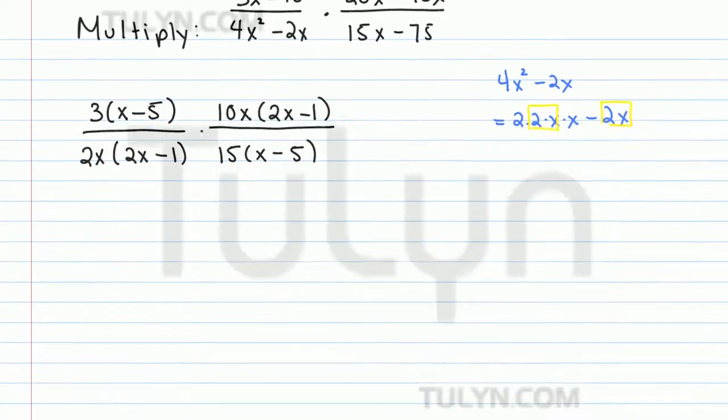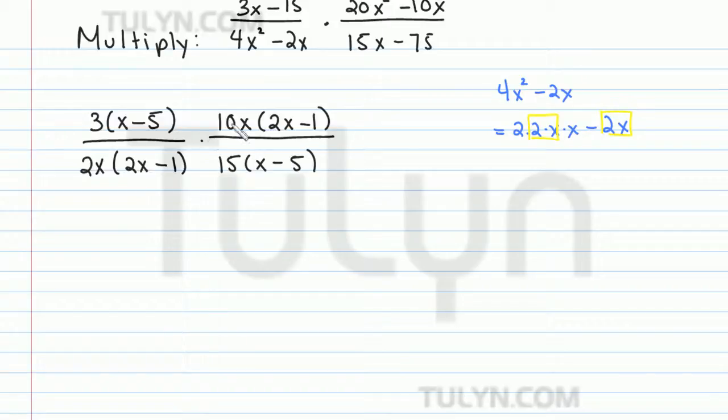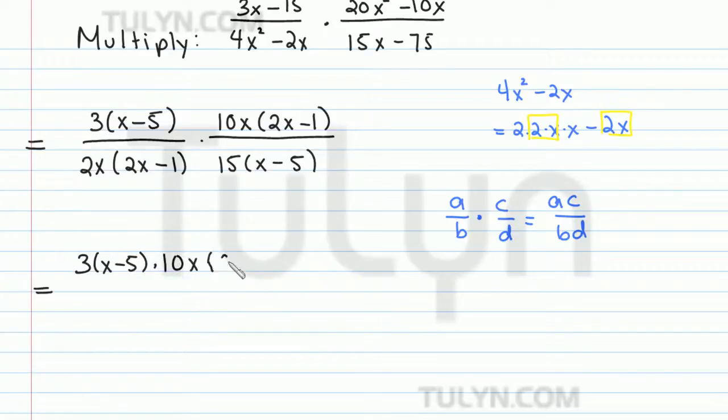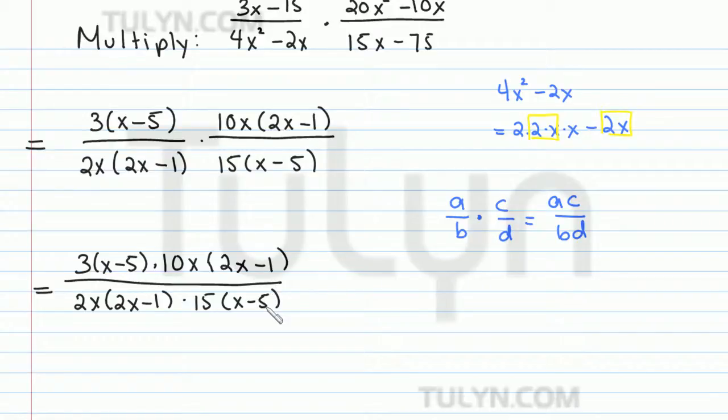So now that we've factored everything, we can just combine them. And remember, when we combine rational expressions, it's the same thing as when we combine fractions. So if you have a over b times c over d, the result is going to be the product of the numerators over the product of the denominators. So we can rewrite this as 3 times x minus 5 times 10x times 2x minus 1. And then in the denominator, 2x times 2x minus 1 times 15 times x minus 5.